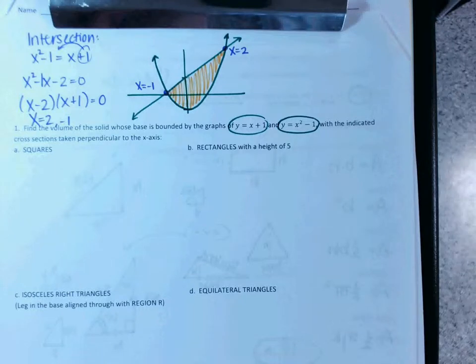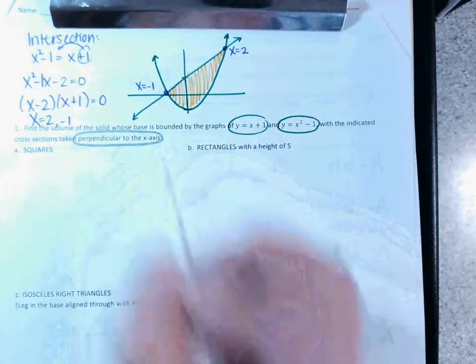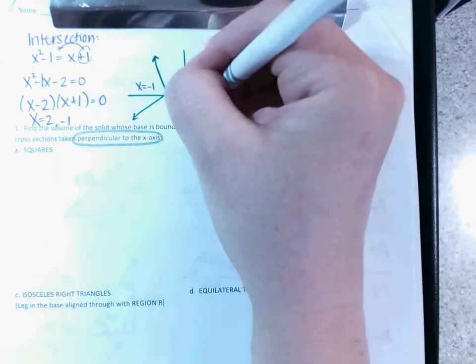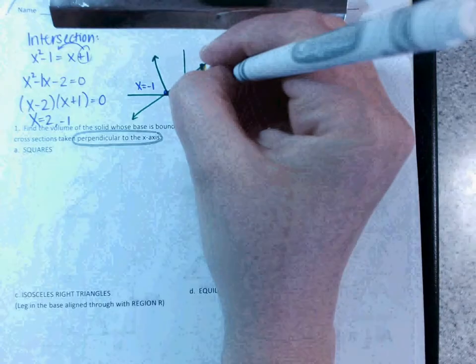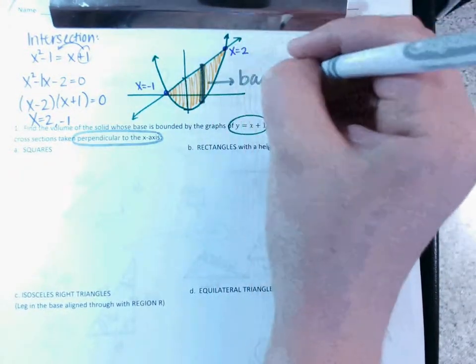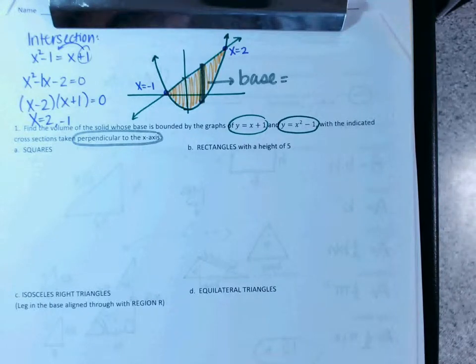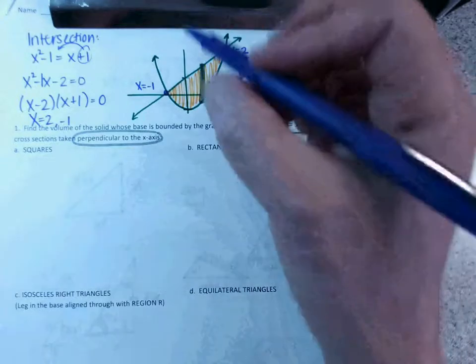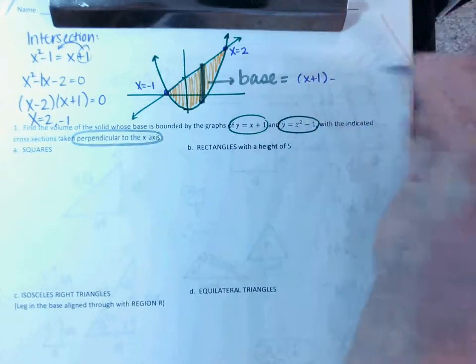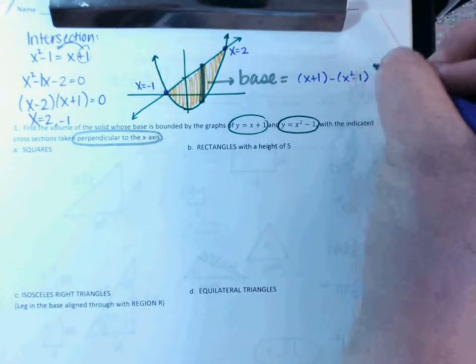Okay, the next thing I want you to do is draw in your base. As I said earlier, the only bases we're going to look at today will be perpendicular to the x-axis, which means that when I draw them, they're going to be running top minus bottom. So draw that in for me. That's going to be your base. Your base is going to equal the top function that it's touching minus the bottom function that it's touching. So the top of my region is which equation? X plus 1. And the bottom of my region is x squared minus 1.